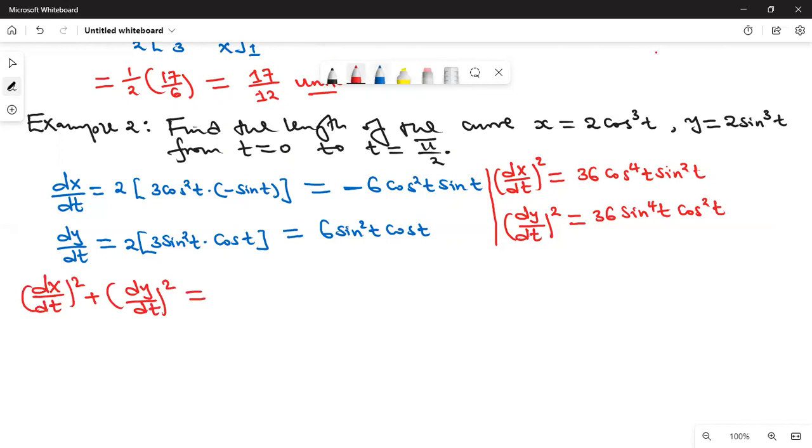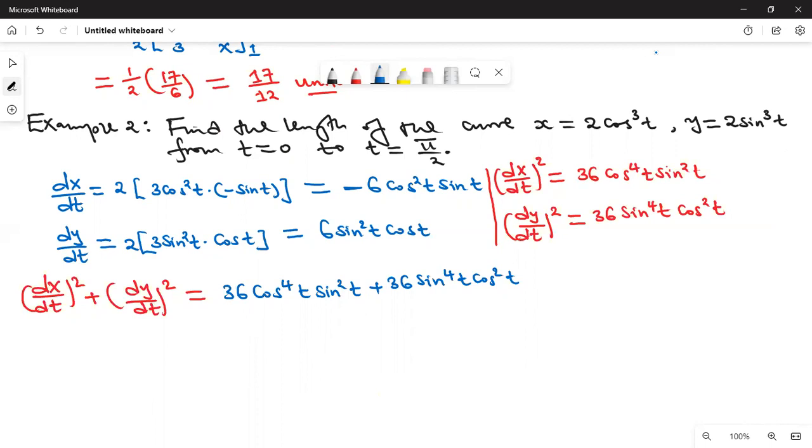It's just the sum of those two. That will give us 36 cosine raised to 4 of t times sine squared t plus another 36 sine raised to 4 of t cosine squared of t. And you see 36 is common. So that could be factored out.